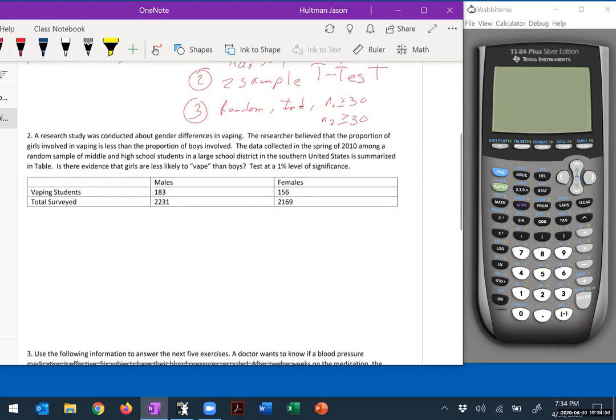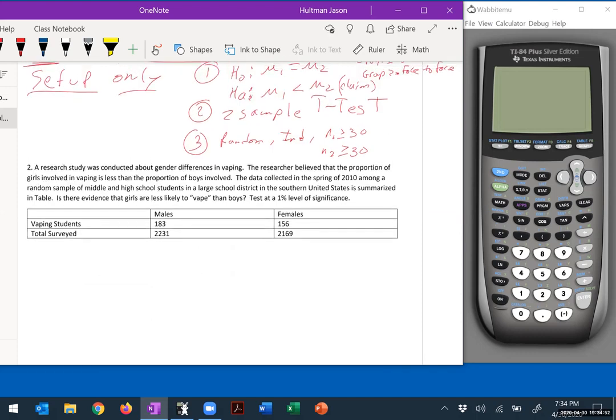However, for number 2, we do have the data provided. For number 2, a research study was conducted about gender differences in vaping. The researcher believed that the proportion of girls, so this is a proportion, the proportion of girls involved in vaping is less than the proportion of boys involved. So let's just stop there for right now. Let's write our hypothesis.